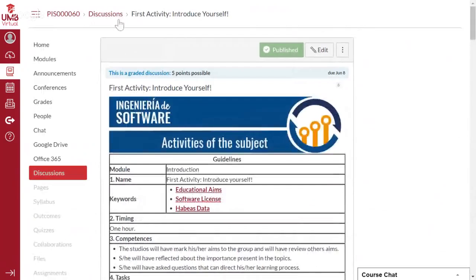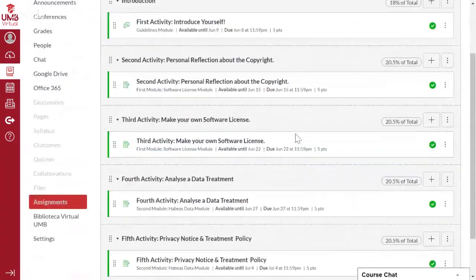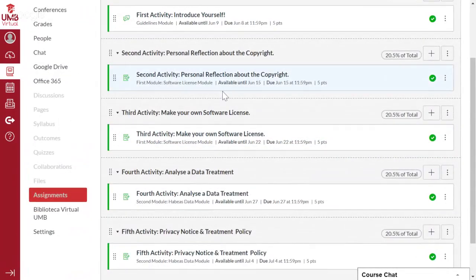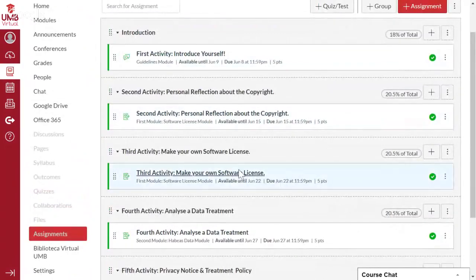And the most important thing, our second and third activities. Mind this, all of those are active now. You can do them right away if you want.